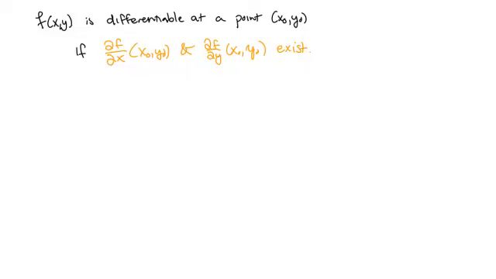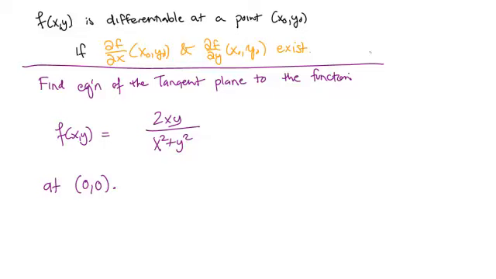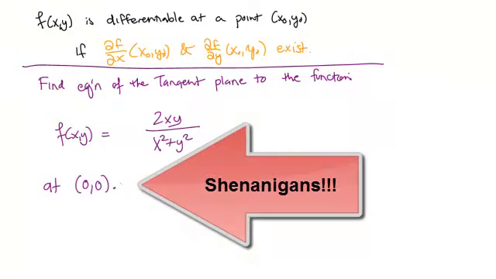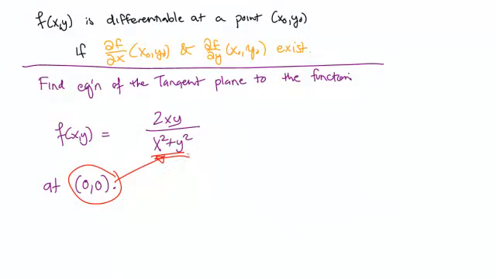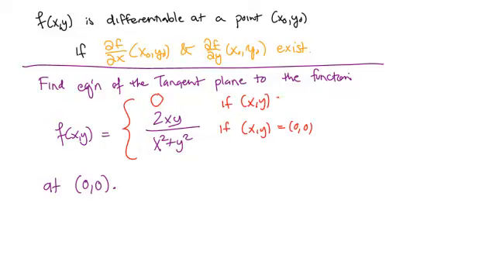I just want to do one more tangent plane problem for you, but this one's a little bit more technical than the other ones. Find the equation of the tangent plane to the function f(x, y) equals 2xy over x squared plus y squared at the point (0, 0). Now before we do any work, you should immediately cry foul, because I can't plug (0, 0) into this. I'll get a division by 0. So I'm going to make one slight modification. f(x, y) will equal 2xy over x squared plus y squared if we're not at the point (0, 0). But if we're at the point (0, 0), I'm just going to set the function to be 0. So we're going to make a piecewise function. Let's find the equation of the tangent plane to this particular function.